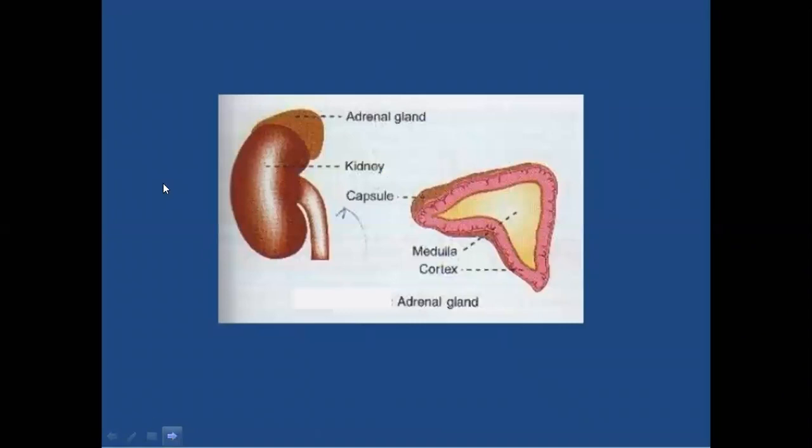Here you can see the kidney, structure of the kidney. Adrenal, the term that is related to the kidney. So these are the glands which are present on the kidney surface. You can see here, this is the structure of the gland which is present above the kidney.